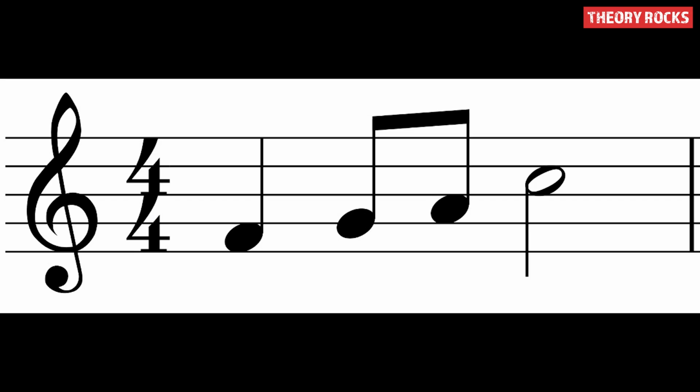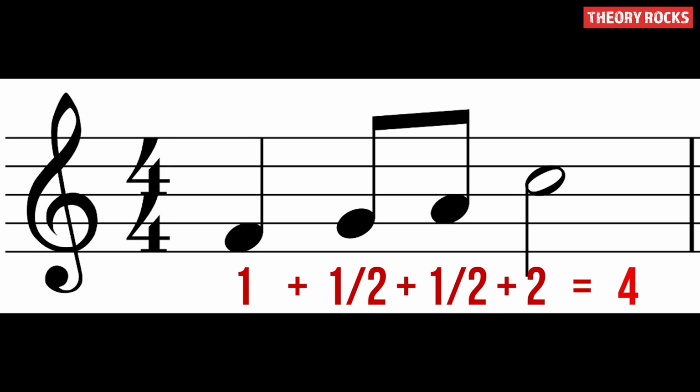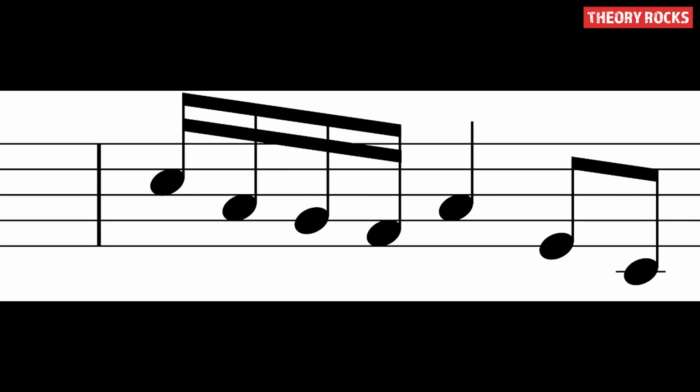In this bar, we have a crotchet, 2 quavers and a minim. If we were to add these up, what would they equal? Well, 1 beat plus 2 half beats plus a 2 beat note comes to 4. There are 4 beats in this bar. Let's take a look at the next bar.